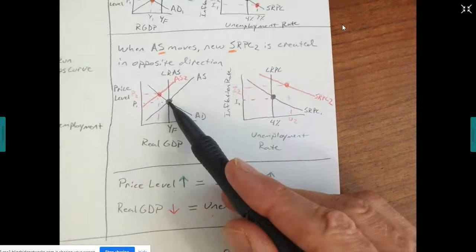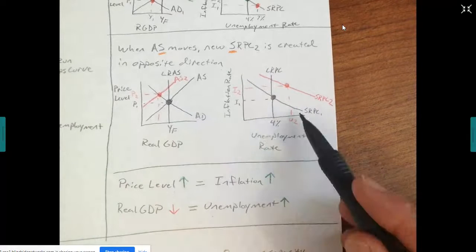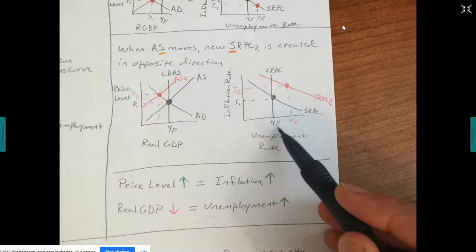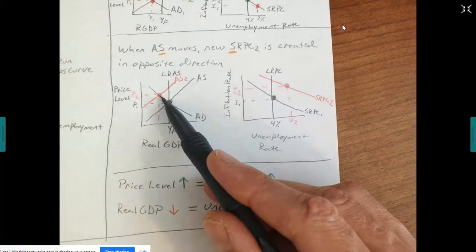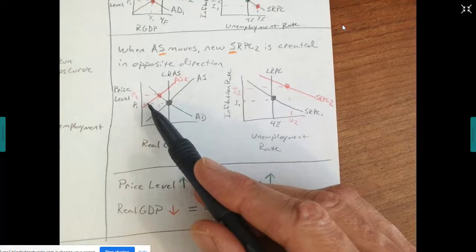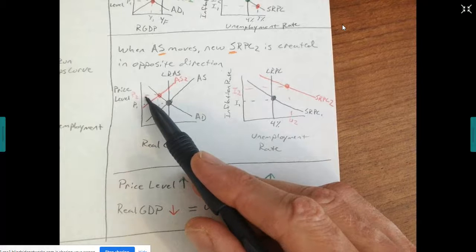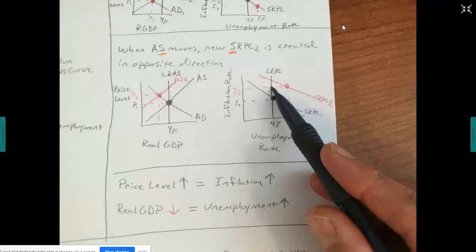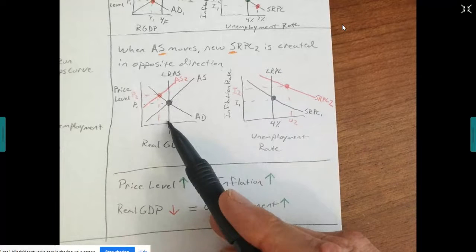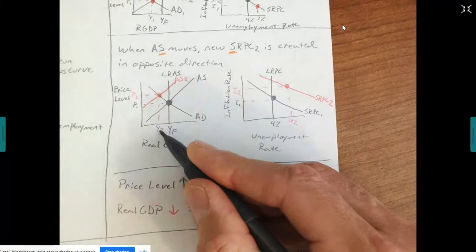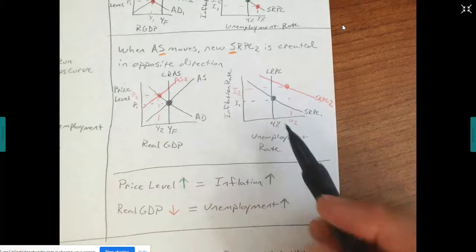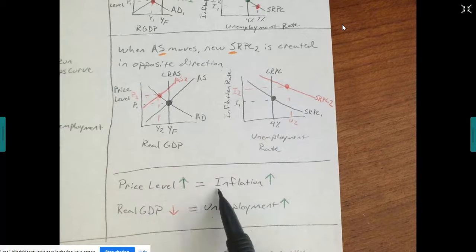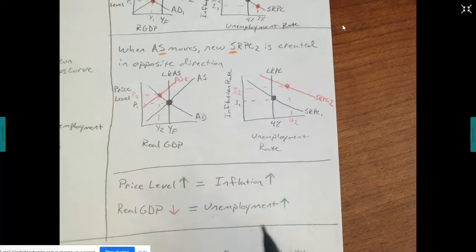We're at equilibrium here, full output, equilibrium here with a natural rate of unemployment of 4%. When aggregate supply decreases and shifts left, two things happen. Price levels come up, causing inflation to come up vertically, and real GDP decreases, causing unemployment to increase. Again, you're going to see that vertically, the graphs move in the same direction, but horizontally, they are inverse to each other.